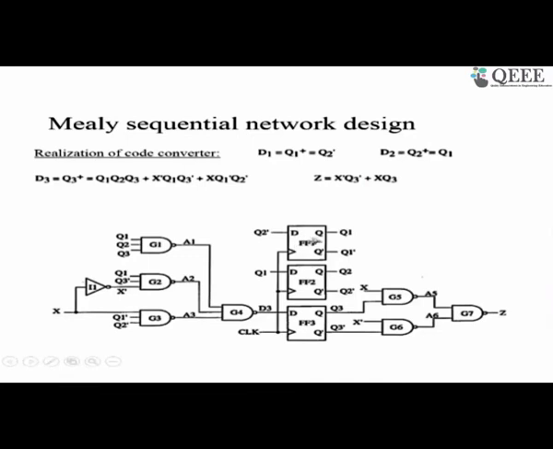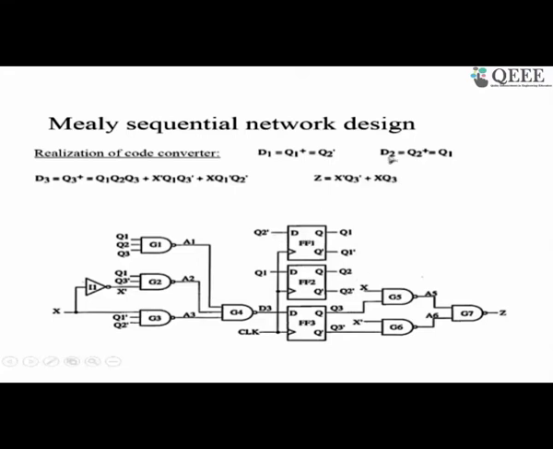There are 3 flip-flops, one for Q1, another for Q2, another for Q3. The outputs are Q1, Q1 bar, Q2, Q2 bar, Q3, Q3 bar. The inputs are D for Q1, D for Q2, D for Q3. A common clock goes to all of them. So from the K map we found that Q1 plus, which should be the D input for Q1, D1, should be Q2 dash. So you just connect Q2 dash directly to the D input of Q1. You can get Q2 dash from here and connect it like this.